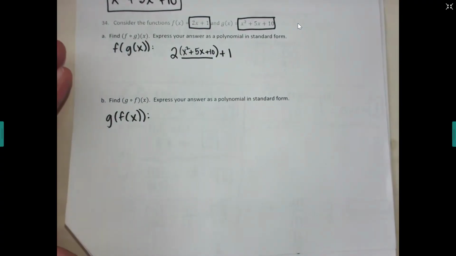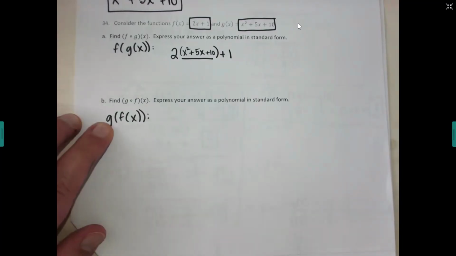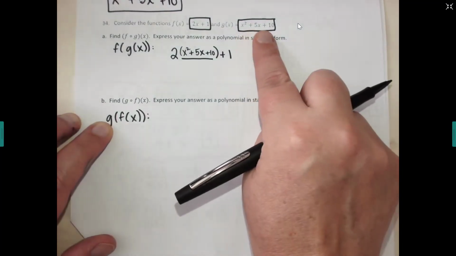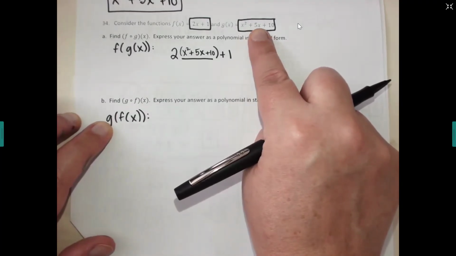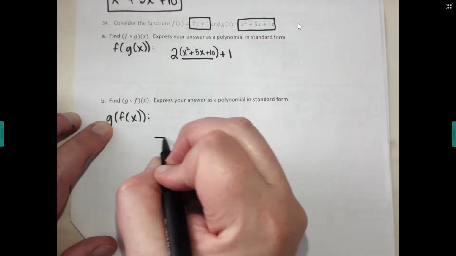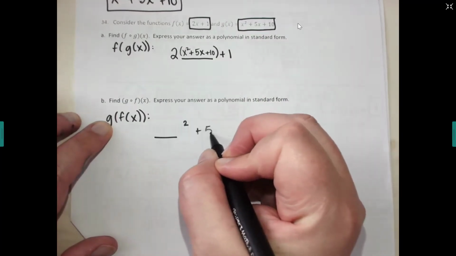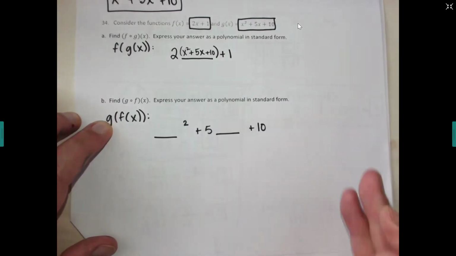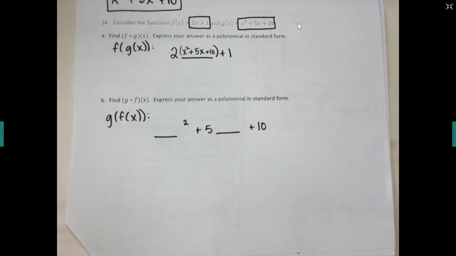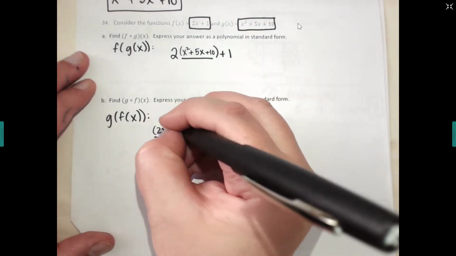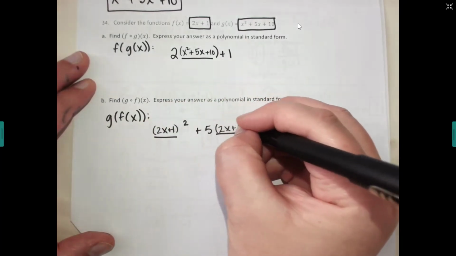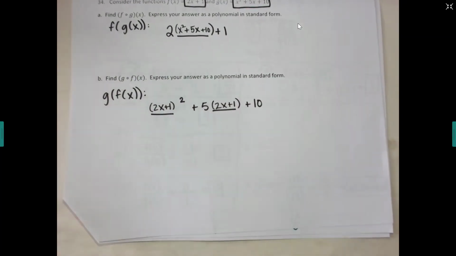For the second one, how many blanks are in your G formula? There are 2. There's an x with a squared on it and an x next to the 5. So instead of x squared plus 5x, it's blank squared plus 5 blank plus 10. And then into those blanks, I'm plugging F into those spots. So this would be a 2x plus 1 squared and a 2x plus 1 with a 5. Okay.